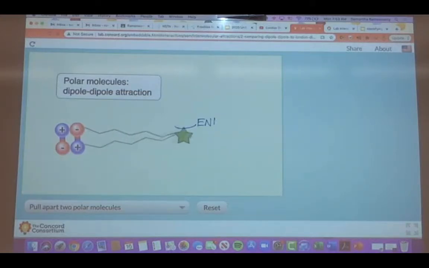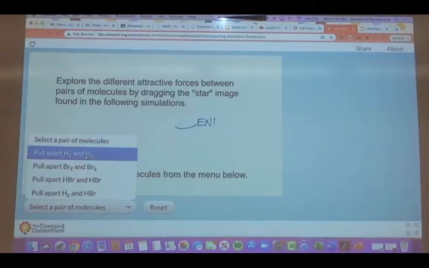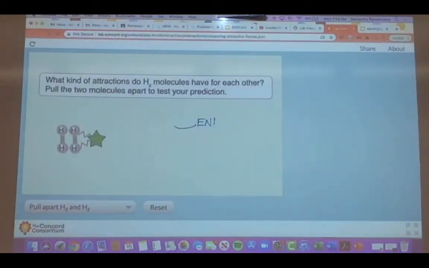Right? And we have to pull it all the way out in order to break that attraction. Notice again, it's the attraction between two molecules. Now we could look at specific molecules, or you could look at hydrogen and bromine. So if I look at H2, these are both nonpolar molecules. Right? H2 is nonpolar, so this is dispersion. It took me hardly any movement to pull them apart. That's a very weak dispersion force.